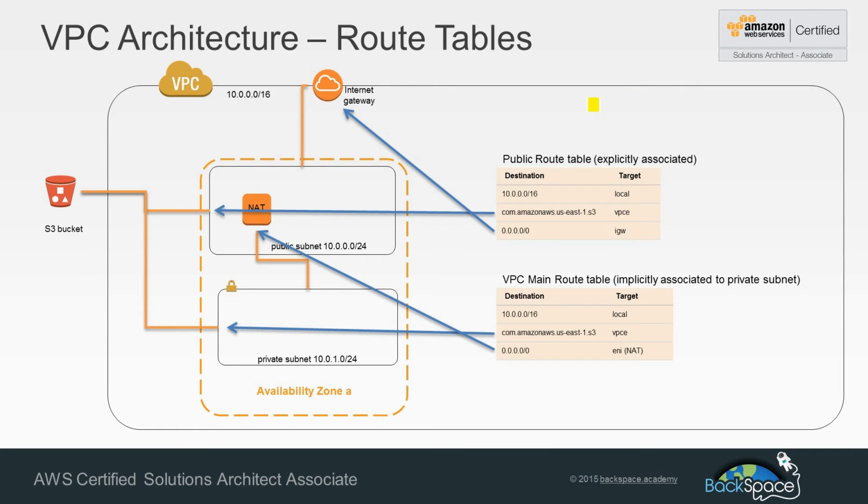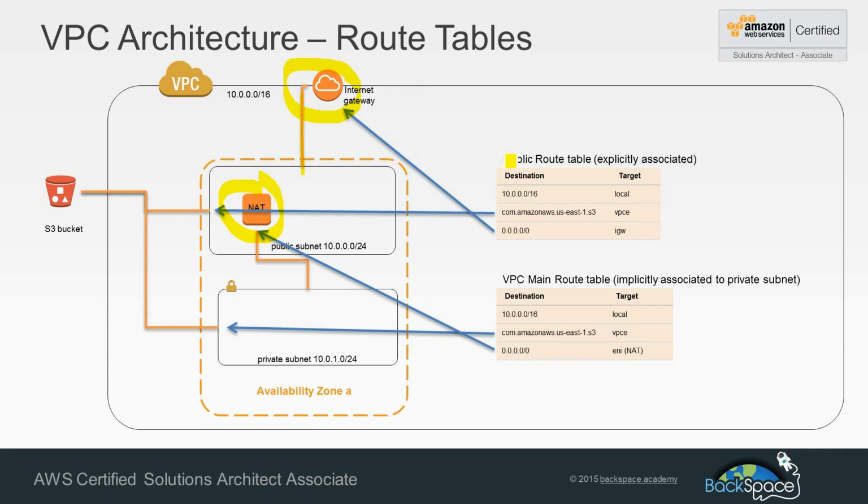Okay, so let's put it in perspective with the architecture diagram that we've got here. The VPC wizard created an internet gateway for us to allow connection from our public subnet through to the wider internet. That's what we've got here. It created a NAT instance for us, and it created VPC endpoints for us. It also created two subnets, a public subnet and a private subnet, inside a single availability zone here.